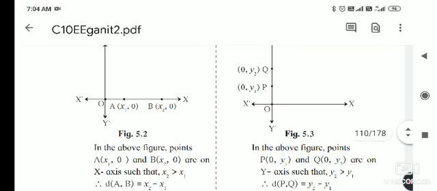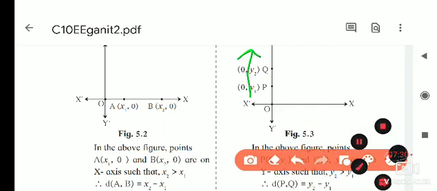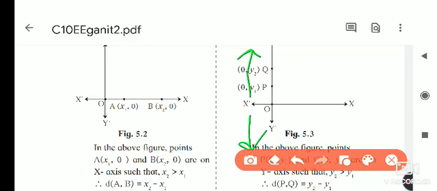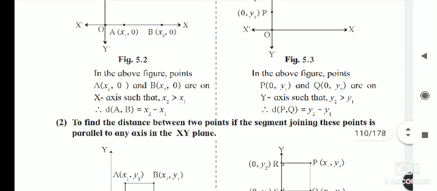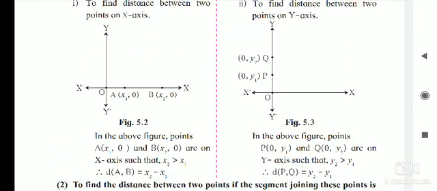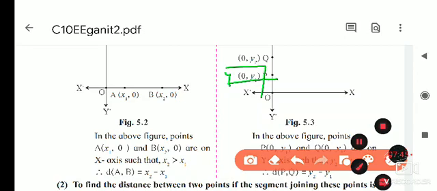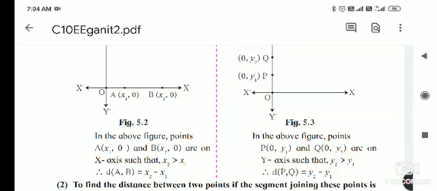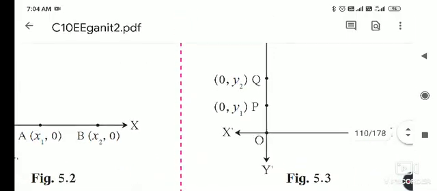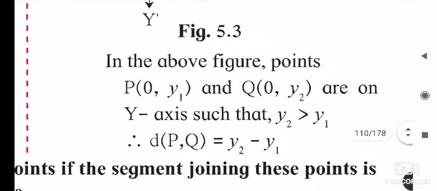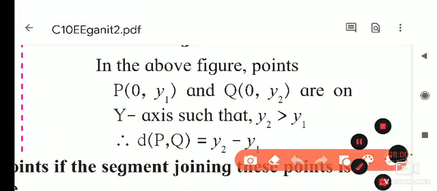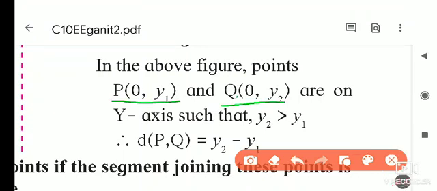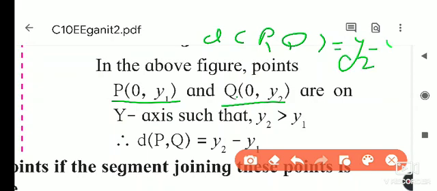Same thing, as you go above on the number line, the numbers are greater on the y-axis, and as you go down the number line, the numbers are smaller. So here in the above figure, point P's coordinates are 0, y1, and point Q's coordinates are 0, y2. If you have to find the distance between PQ, then you have to subtract the coordinates, that is, bigger coordinate minus smaller one. So here y2 minus y1 is its answer.